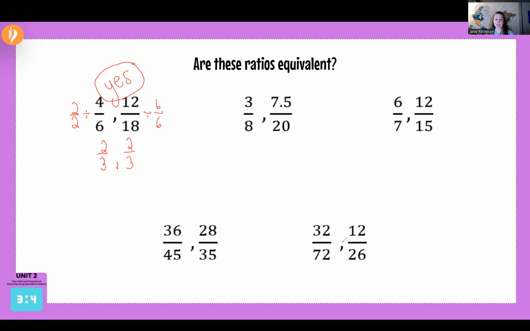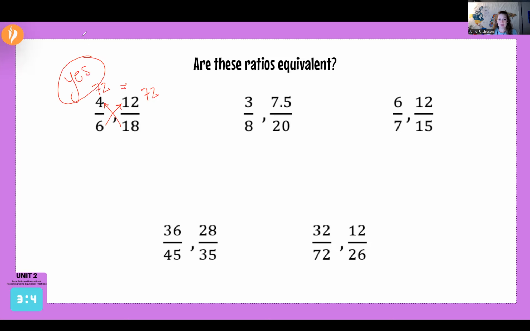Well, sometimes the numbers get too big, or sometimes it's weird, like there's a decimal in here. So there's a different way to check to see if ratios are equivalent as well, and that's by cross multiplying. So you're going to cross multiply, and if those products are the same, that means the ratios are equivalent. For example, if I multiply 18 times 4, I get 72. And if I multiply 12 times 6, I also get 72, which tells me these ratios are equal.